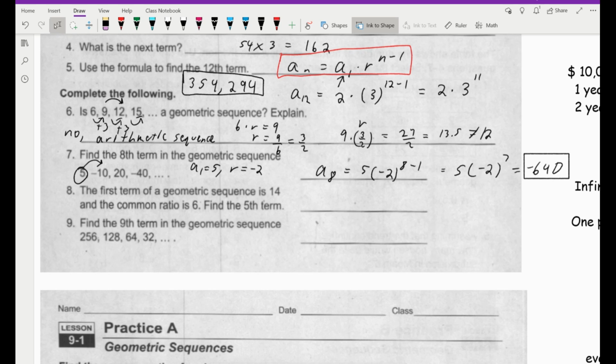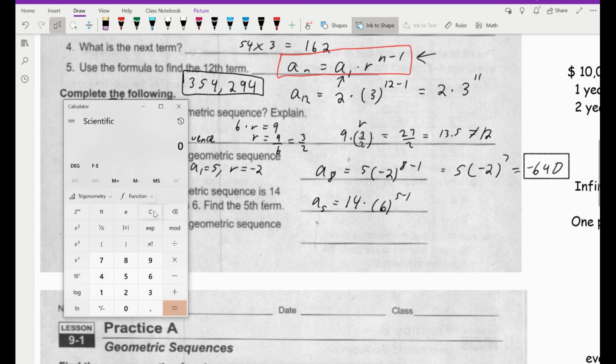Number 8. The first term of a geometric sequence is 14. The common ratio is 6. Find the 5th term. So we're just going to go back and use our basic equation up here again. We're trying to find the 5th term. So a sub 5 will equal the first term, which is 14, times a common ratio of 6 raised to the 5 minus 1, which of course means we're going to raise it to the 4th.